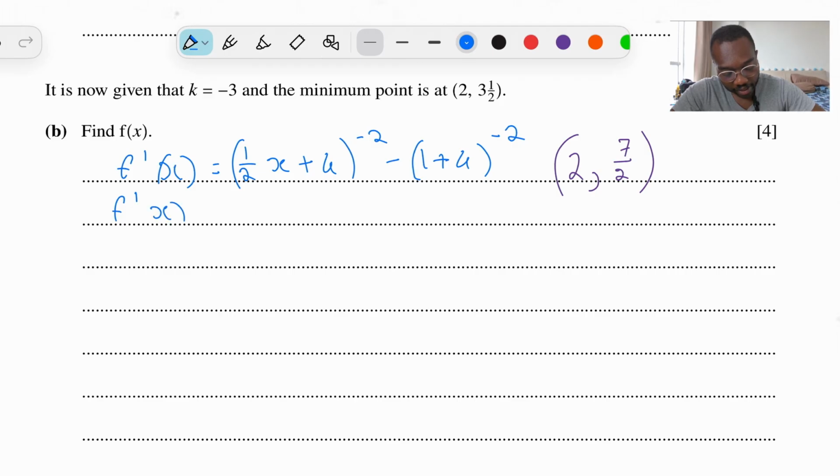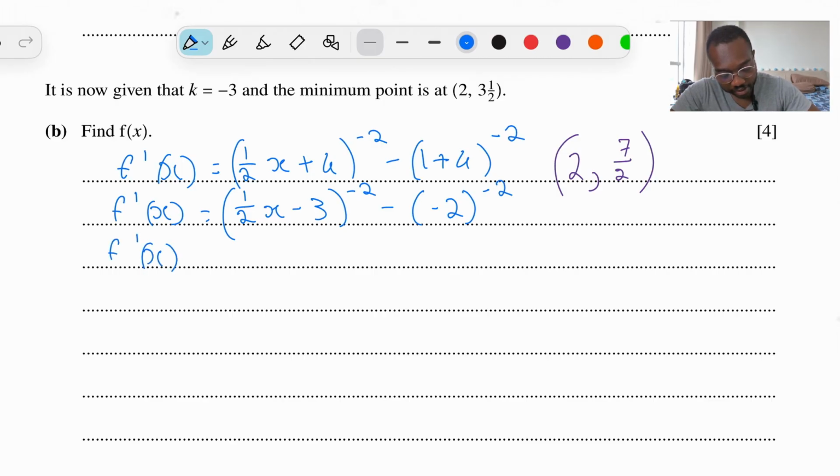First, let's put in our value for k. So we get f dash x is equal to a half x, now k is equal to minus 3, so it'll be minus 3, and that is to the minus 2, minus 1, minus 3, so that'll be minus 2 to the minus 2.